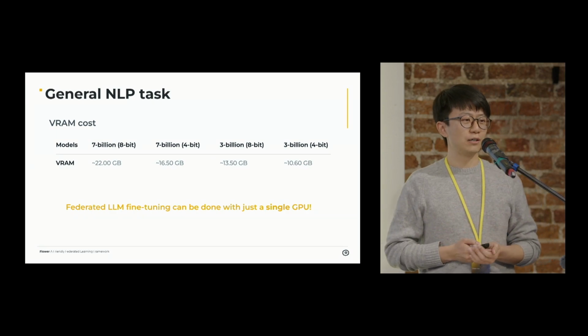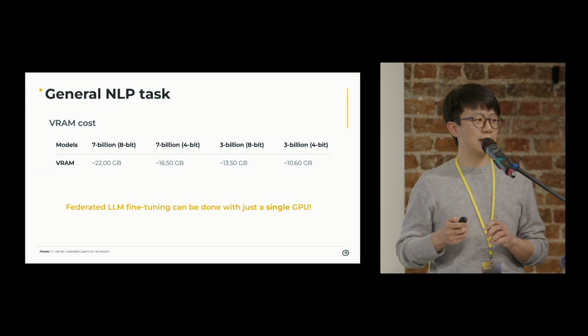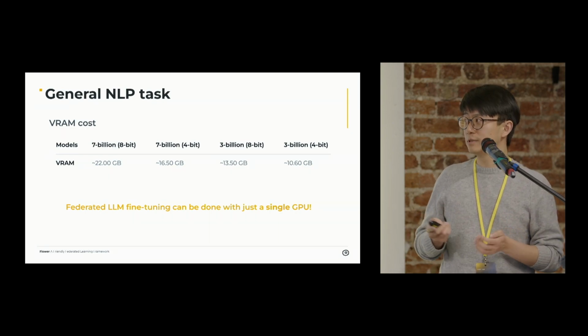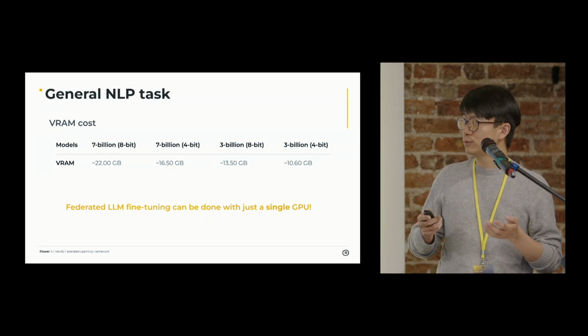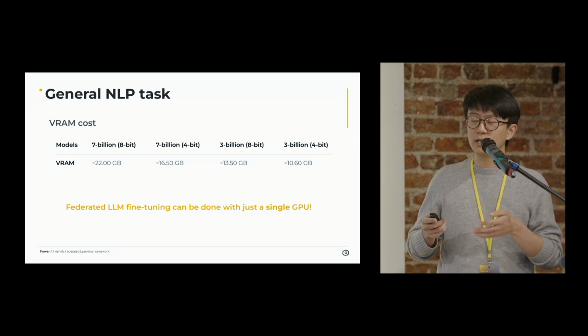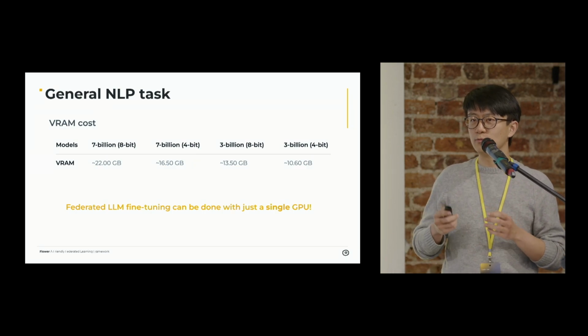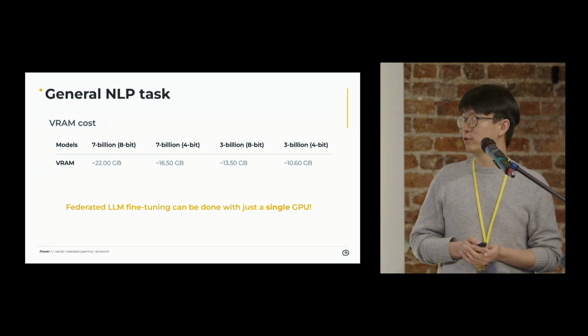For example, if you have a 3090 with 24 gigabytes of VRAM. And you can even concurrently train more than one client if you have a more powerful GPU.